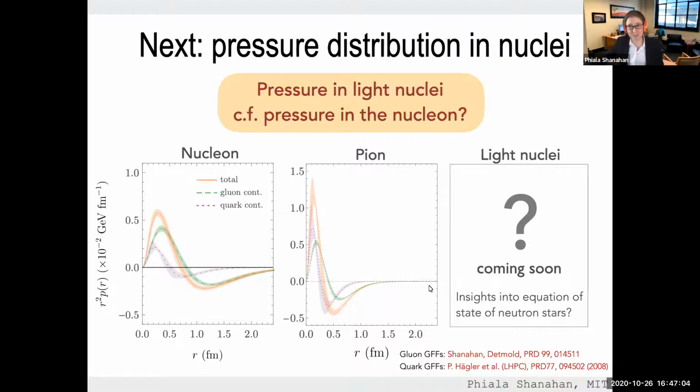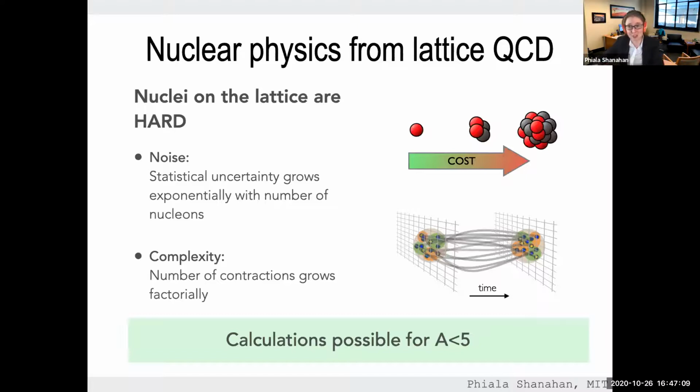And the reason these results aren't here yet is that this is very hard. So just to give you some context, nuclear physics from lattice QCD is hard computationally. So you're facing compounding exponentials and factorials. Essentially the noise, remember we're doing these calculations by sampling, grows exponentially with the number of protons and neutrons, but also the cost of doing each calculation for each sample grows factorially. So you have compounding exponentials and factorials, and calculations are only possible for light nuclei at the current time, a purely computational limitation.